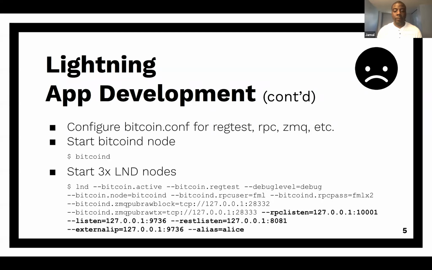And if you want to simulate a local network with multiple Lightning nodes, you can start up like 3 different nodes for LND. And this is basically the command line. Some of this you can put into the lnd.conf file, but the bold stuff has to vary per node, so you'll always have to put those in.